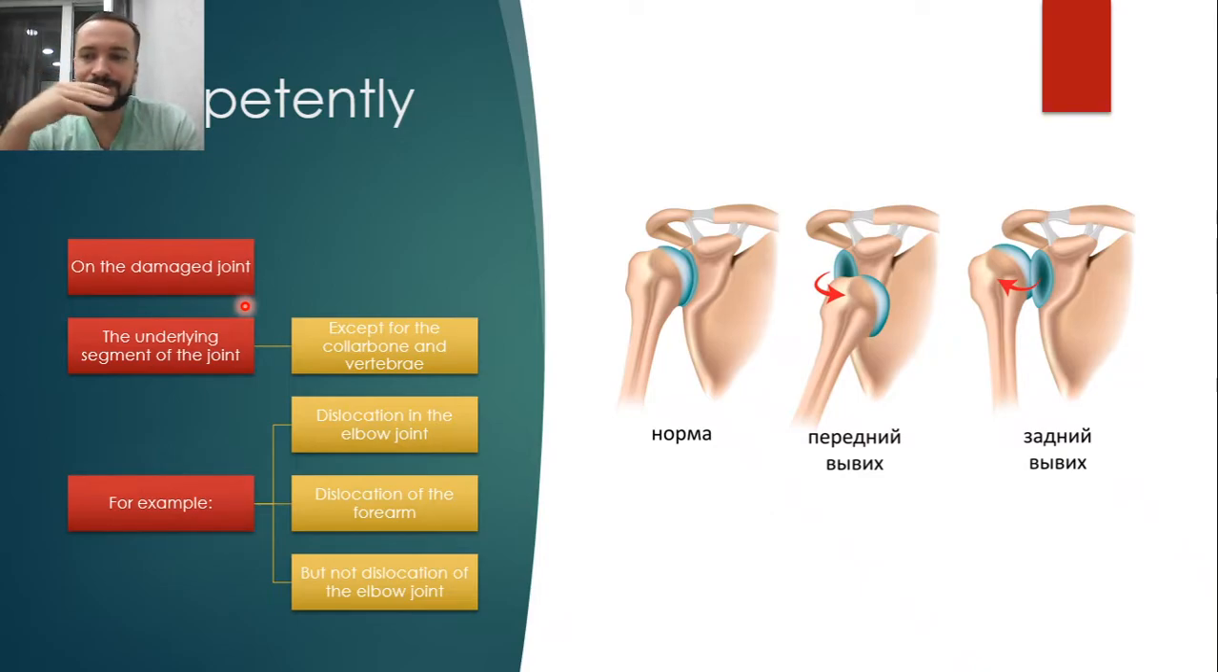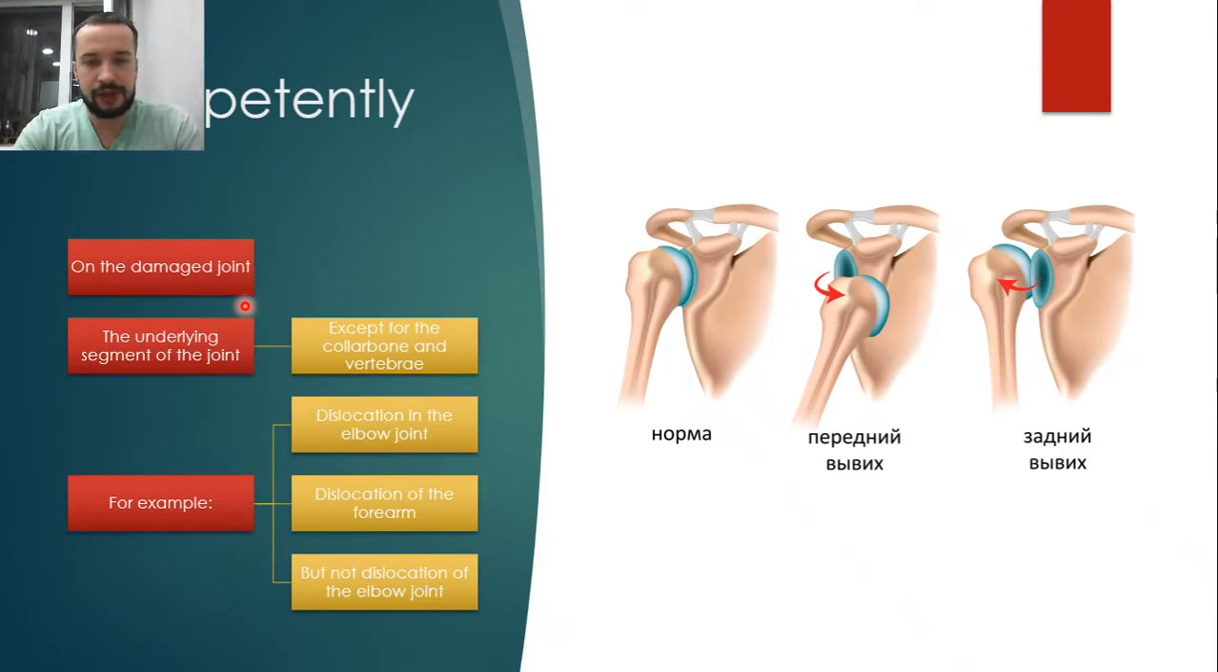It's very important to talk correctly. I don't know how it is in English, but in Russian it's important that the name of the dislocation is given by the damaged joint. For example, the underlying segment of the joint is also considered dislocated, except, just one exception, for the collarbone, the clavicle, and the vertebrae.